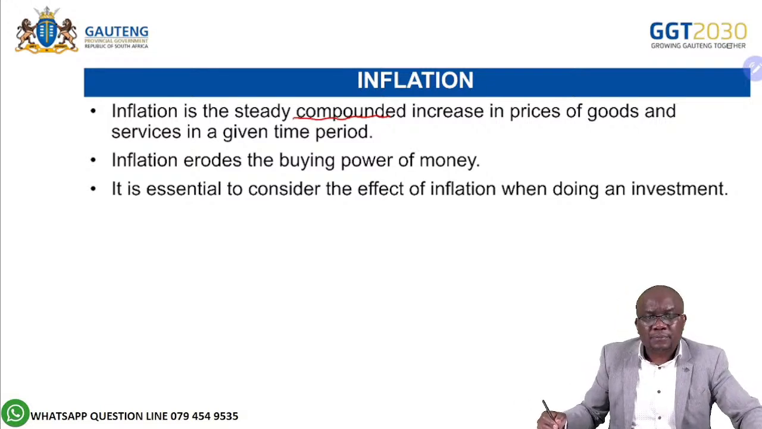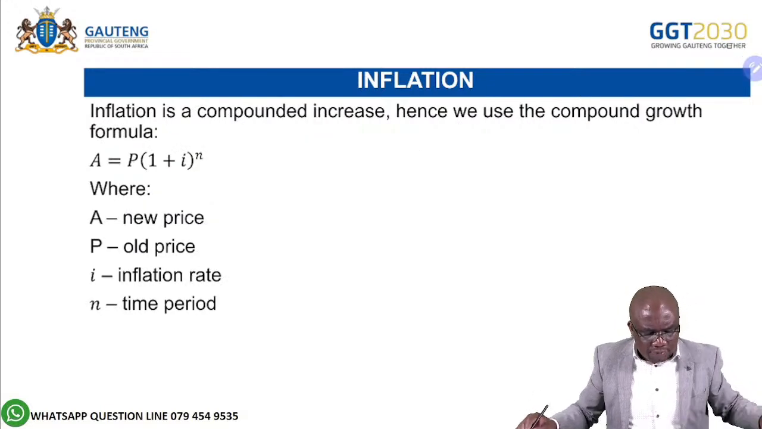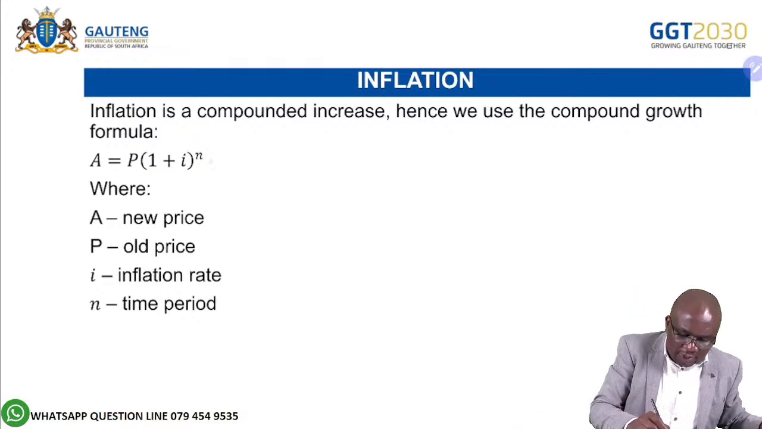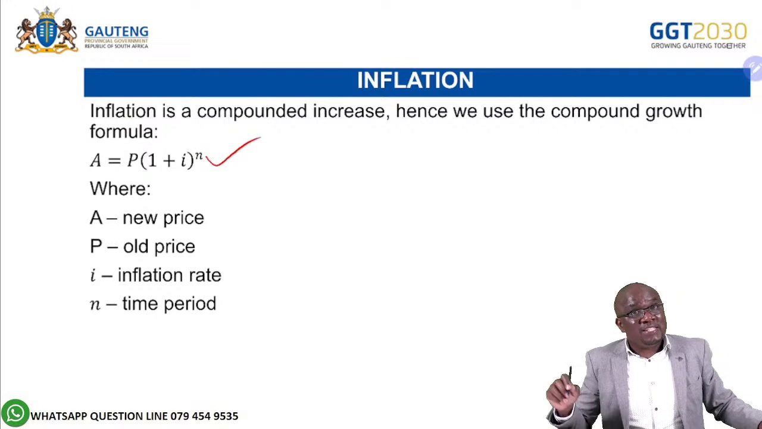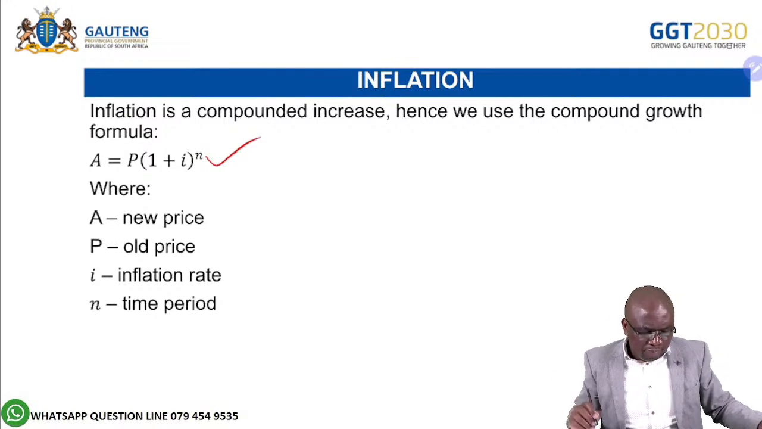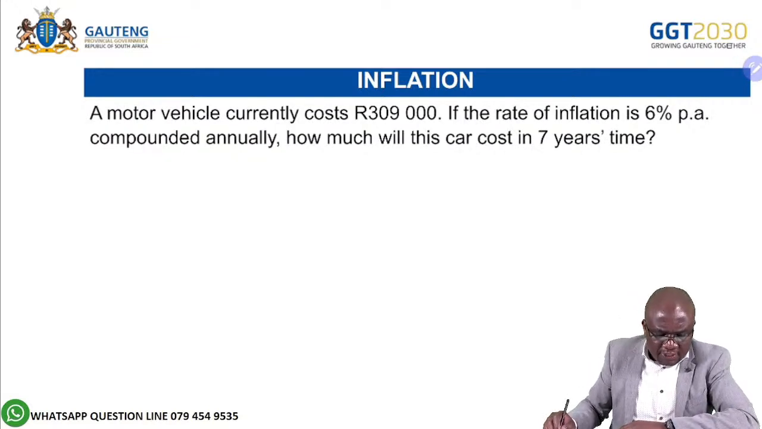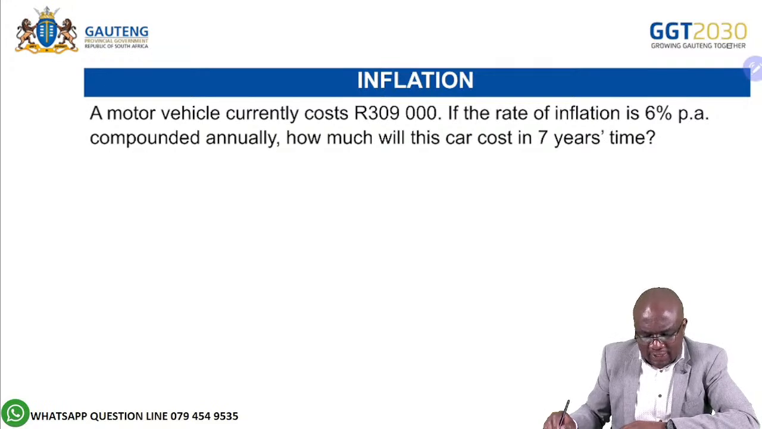Right, let's do some examples. Before examples, inflation is a compounded increase, hence we use the compound growth formula. A is the new price, P is the old price, i is the inflation rate, n is the time period.